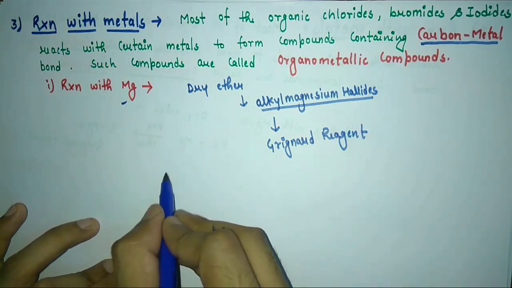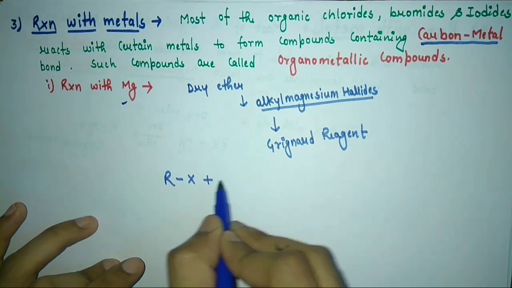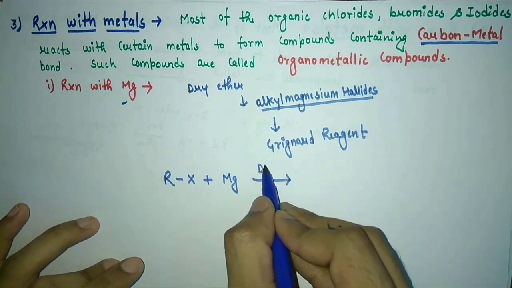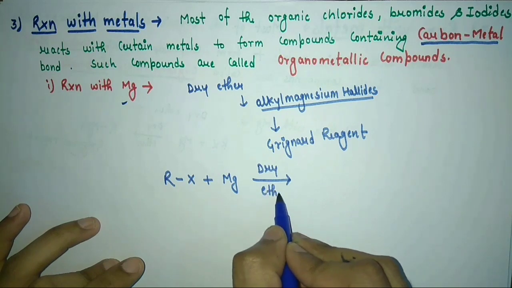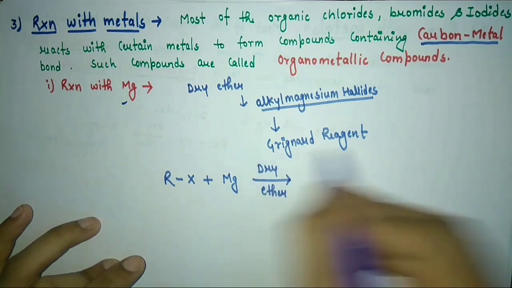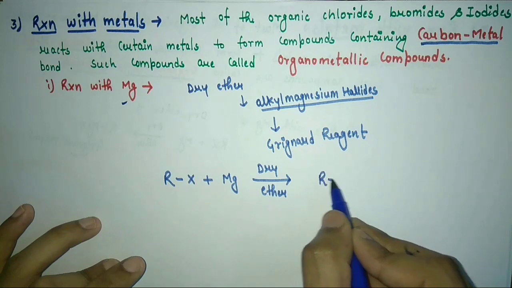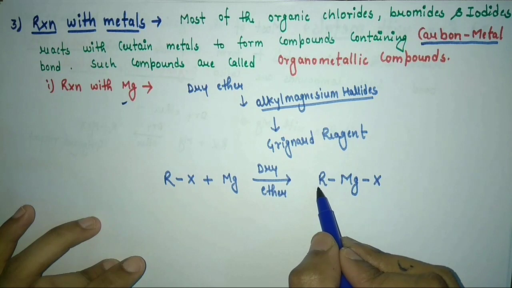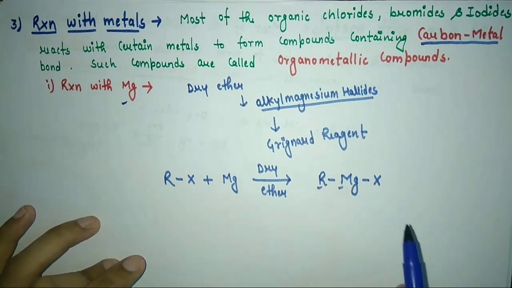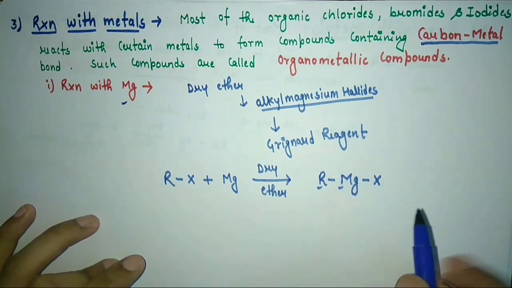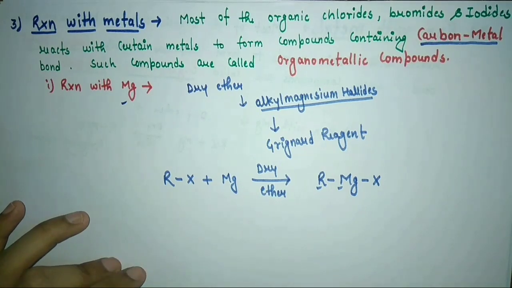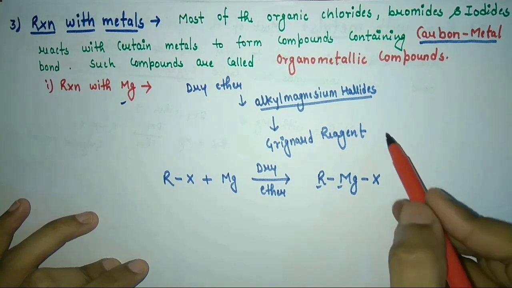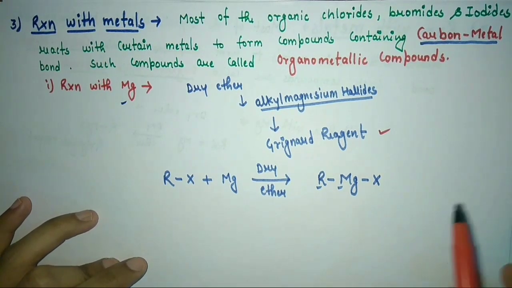So now what will happen? This is our haloalkane. It reacts with magnesium turnings in the presence of dry ether and leads to the formation of Grignard reagent, RMgX. Here the carbon atom is directly linked to the metal, so it is an organometallic compound. I will cover the whole Grignard reagent in an upcoming video, because this is a very important topic and needs to be covered in a separate video.